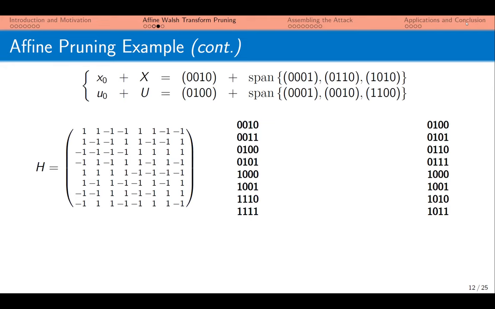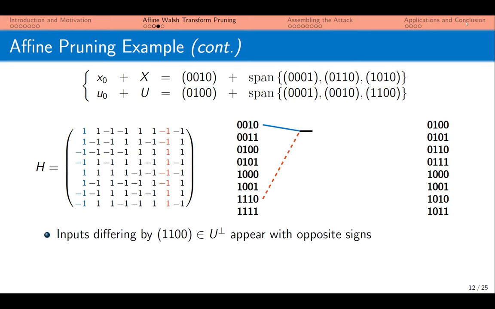However, if we look at this matrix H, which corresponds just to the submatrix of the Hadamard matrix corresponding to the non-zero inputs and the desired outputs, we notice the following properties. The first is that the pairs of columns corresponding to inputs which differ by a vector which is orthogonal to U always appear with opposite signs.